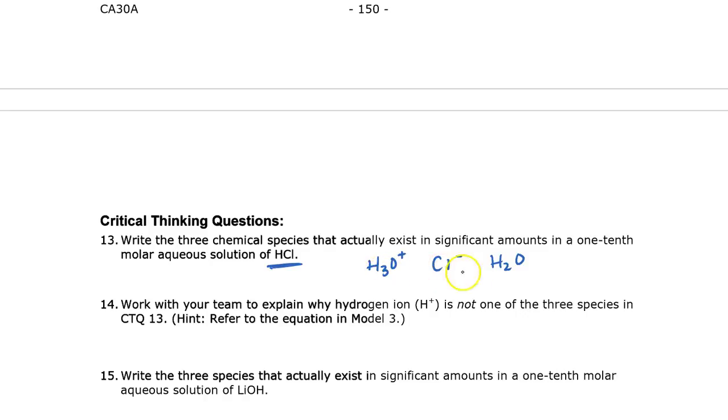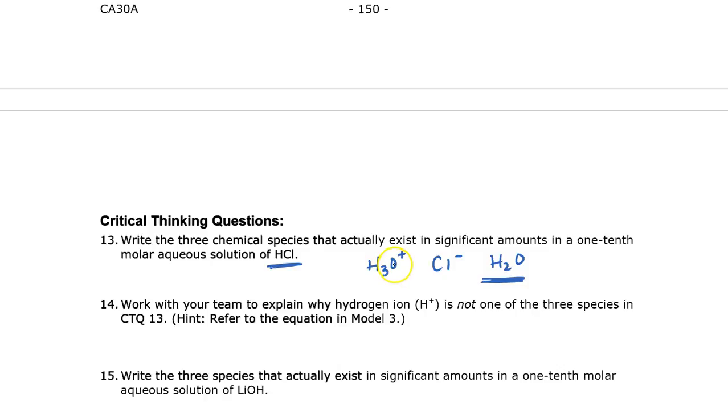So hydronium, chloride, and the obvious but also easy to overlook one, and that's water. Number 14. Explain why hydrogen ion is not one of the 3 species that we just listed.